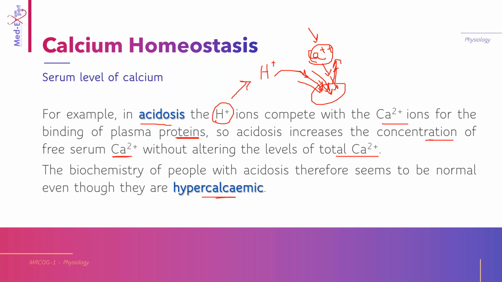When calcium is free or in the ionized form, it is the biologically active form. So even though the total calcium level is the same, in acidosis the patient is considered to be hypercalcemic because of the excess amount of free ionized calcium. The total amount is not changed, just the form of the calcium is changed. Instead of being bound to plasma proteins, it's now found in the ionized or free form, which is active. Okay?